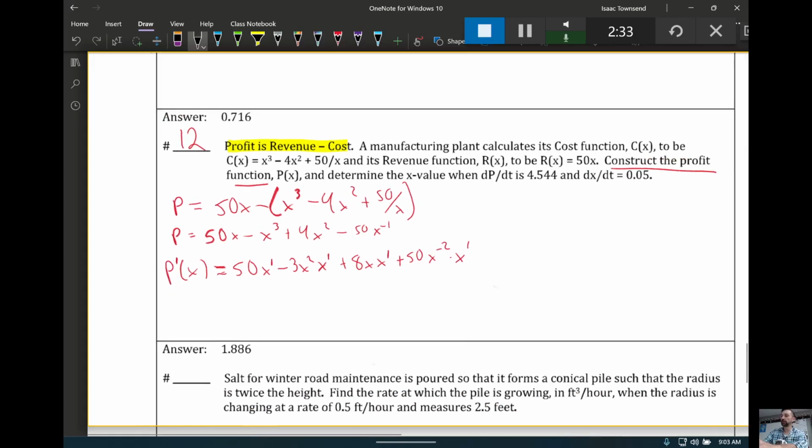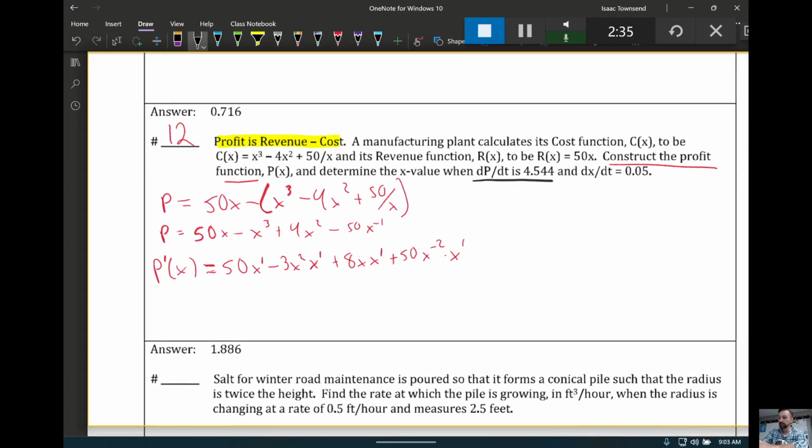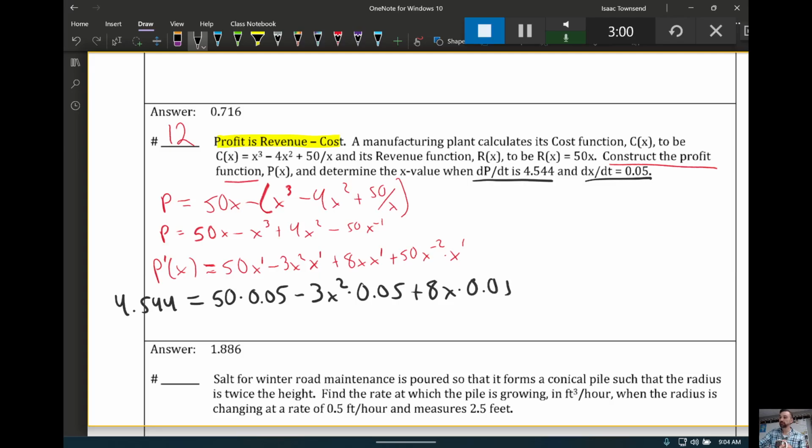I was working this one out yesterday, but they tell us this value is 4.544. This is 50 times x prime, which is 0.05. I don't know what x is. X prime is still 0.05.